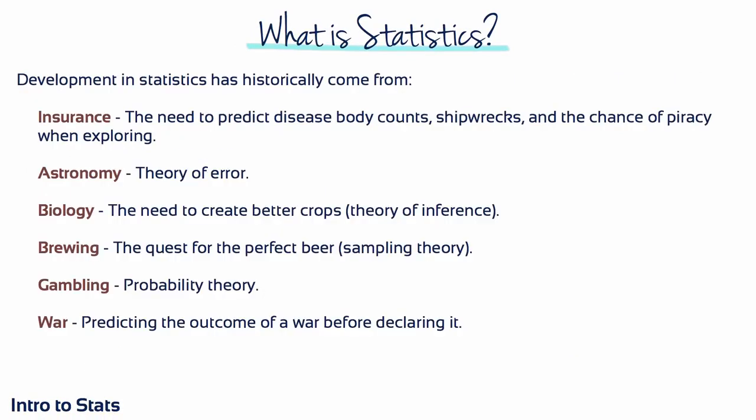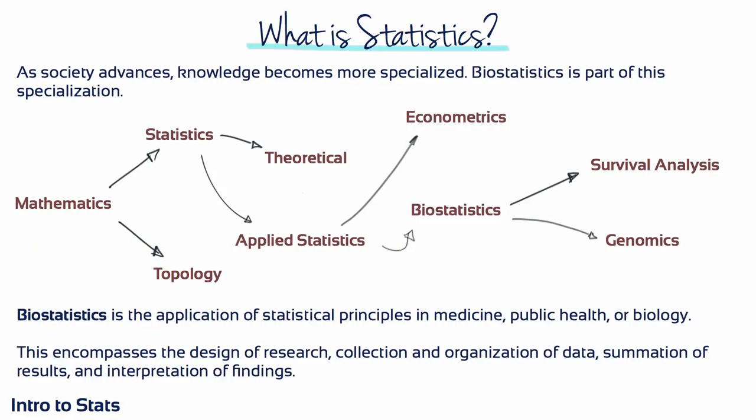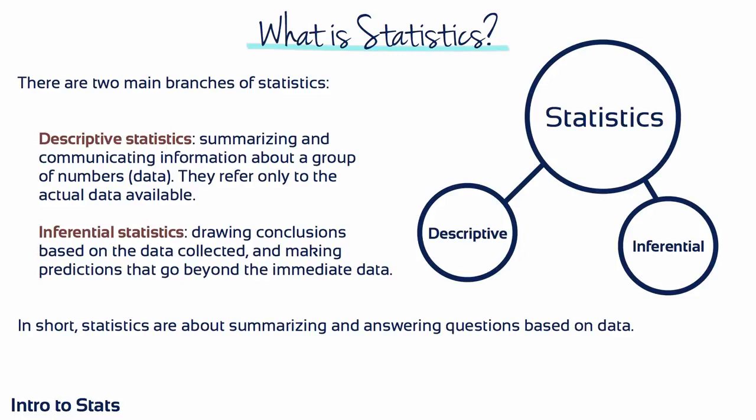Statistics has grown and developed since Roman times and has been influenced by the following areas. Biostatistics is a specialised field of statistics in general. There are two main branches of statistics. One is focused on describing and communicating information simply. The other on drawing conclusions from data and inferring them to different but often related situations.